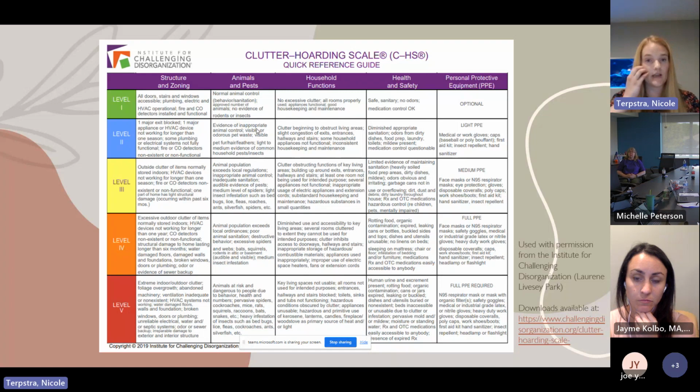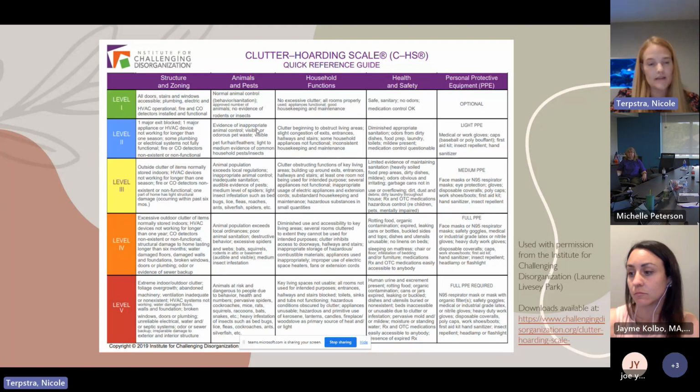And I've also included a picture here, again, used with permission. Basically, it defines the 5 levels as well as breaks it down into different categories. So we have structure and zoning, animal and pests, household functions, health and safety, and personal protective equipment.